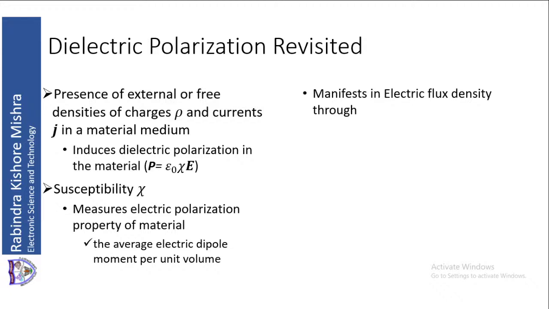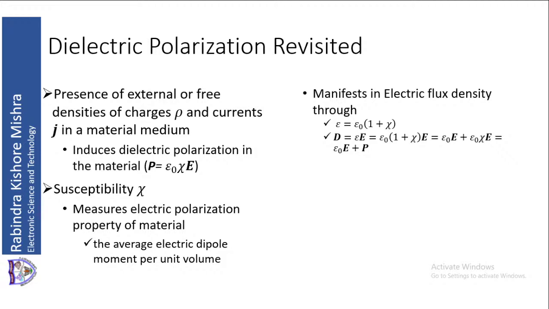The presence of susceptibility manifests or results in electric flux density through these equations. The equation that we use to get the flux density: epsilon is the dielectric constant or permittivity. Permittivity is equal to epsilon 0 into 1 plus Chi. This is the definition of epsilon. So epsilon is equal to epsilon 0 into 1 plus Chi.